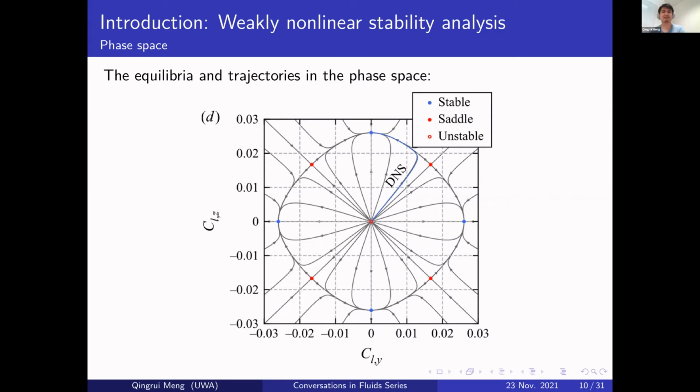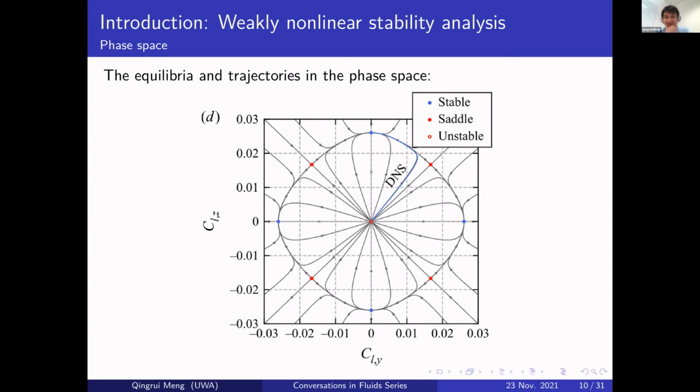So that is the phase space of the coupled pitchfork bifurcation. These results are basically our previous research. That research was based on DNS.